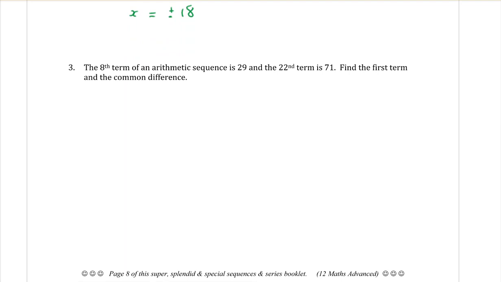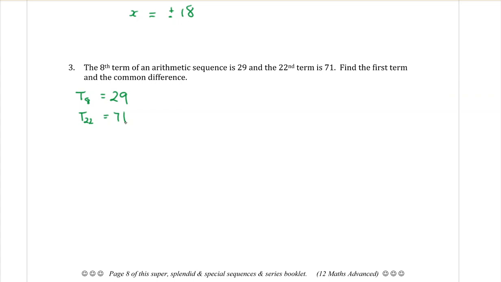The 8th term of an arithmetic sequence is 29 and the 22nd term is 71. Okay, these kind of questions I like to start listing off the information that I'm being given. So over on the side, the 8th term, which means T of 8, is equal to 29. And the 22nd term, so T22, is going to be equal to 71. So there are 2 equations that I'm going to make from that, that I'm going to have to solve simultaneously.